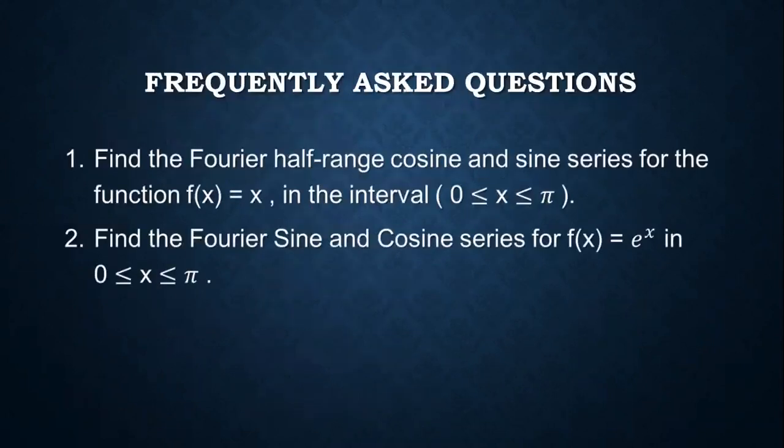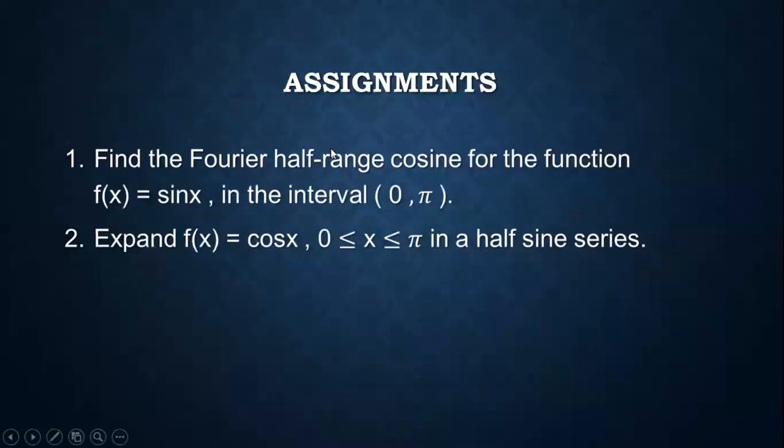Right. Now these are the frequently asked questions. Find the Fourier cosine and sine series for f of x equal to x in the interval 0 to pi. The next problem is f of x equal to e power x. Whatever problems I have given, these are very important and were asked previously. So now we have to find these.